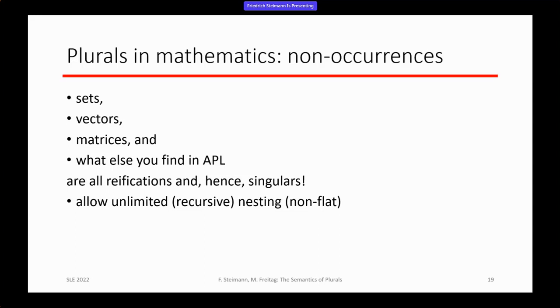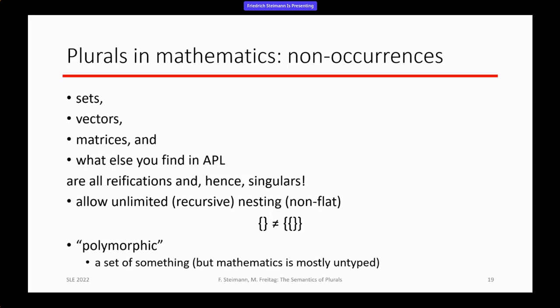Again, all these allow recursive nesting. And this is very powerful because nesting does make a difference. So the empty set is different from the set containing the empty set, and using this infinitely recursive structure, you can build arbitrary structures. And one way to get out of this nesting thing is saying, well, all these are really polymorphic, so it's always a set of something, and you can exclude a set of sets if you like. Yeah, but mathematics is largely untyped, so this is not really an escape, at least while we're in mathematics.